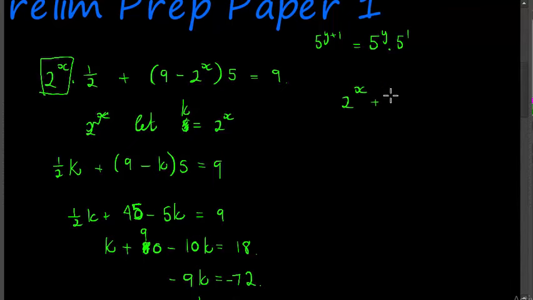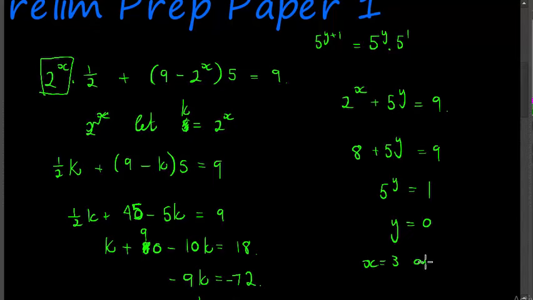Now I can just go back to my original equation, 2 to the power x plus 5 to the power of y is equal to 9, and replace it in here. 2 to the power of x is equal to 8, because 2 to the power of 3 is equal to 8, plus 5 to the power of y is equal to 9, and so 5 to the power of y is equal to 1, because 8 plus 1 is 9, and so y has to be equal to 0, because 5 to the power of 0 is equal to 1. And so there are your two answers. x is equal to 3 and y is equal to 0.